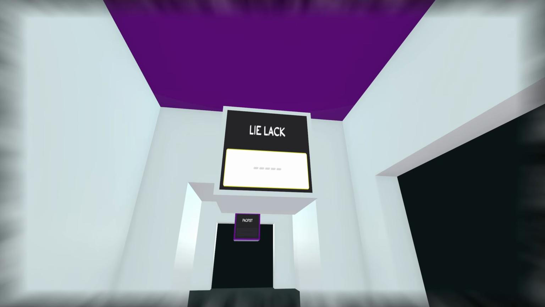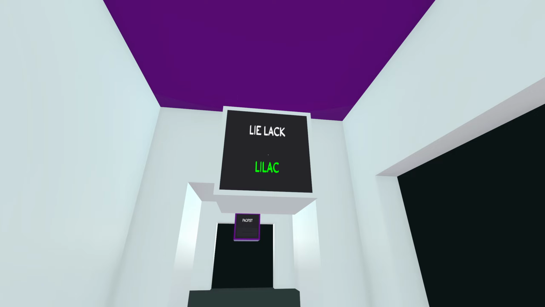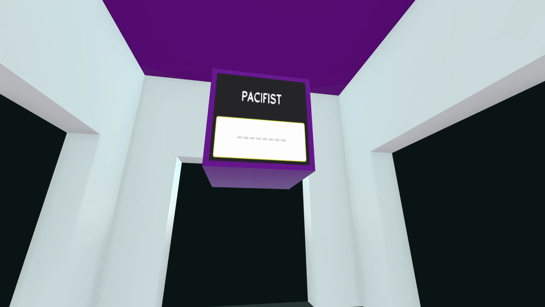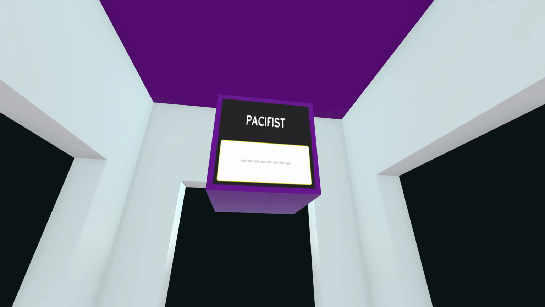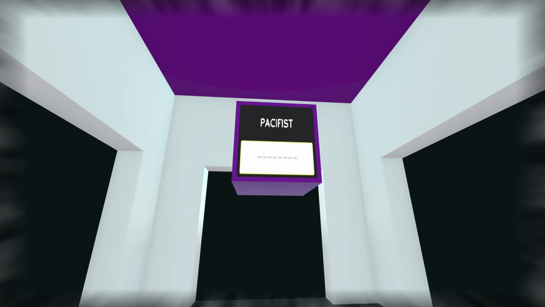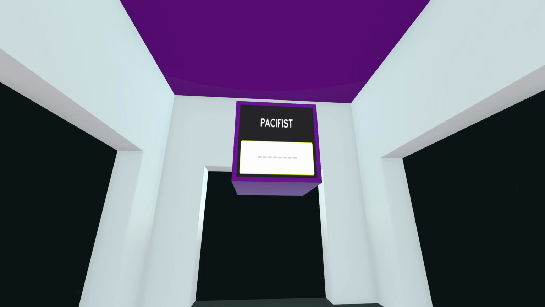This is going to be the color lilac. If I could spell it. How do you spell the color lilac? Oh my god. Hold on. It's an I. Okay. So lilac sounds like lilac, but pacifist in purple. I have no idea what sounds like pacifist.